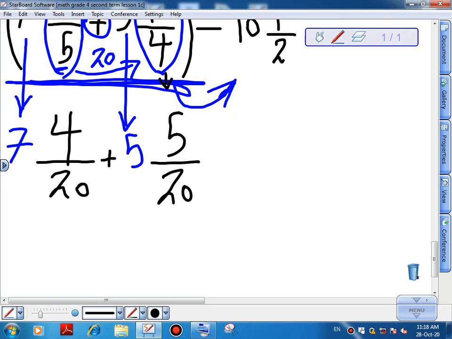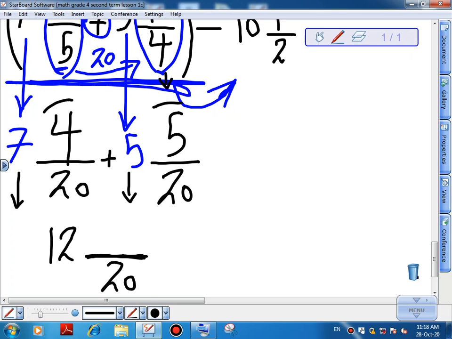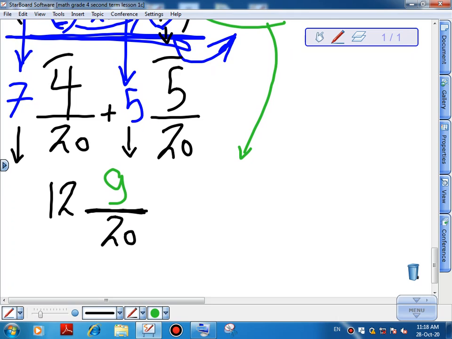First, we must add 7 plus 5, add the whole numbers. 7 plus 5 equals 12. Then add the fractions. Put the fraction with the same denominator, it never changes. 4 plus 5 equals 9. We are not finished. We need to subtract 10 and a half, like this.